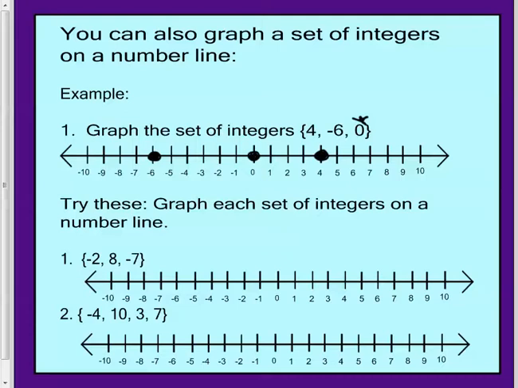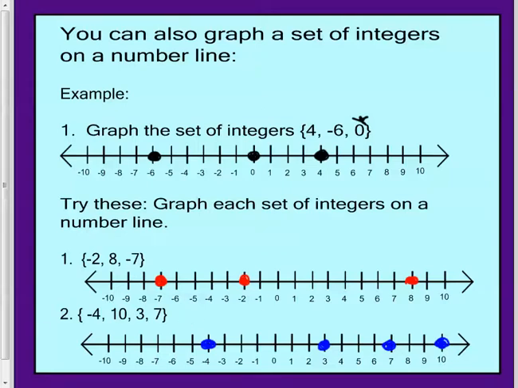Go ahead and try these, and I'll be back in just a second to show you the answers. Okay, I'm going to reveal the answers right now, so make sure that you've taken a moment to go ahead and try them yourself. Okay, so we've got a negative 2, which is right here, a positive 8, which is right here, and a negative 7, which is right here. On this one, we've got negative 4, a positive 10, a positive 3, and a positive 7.